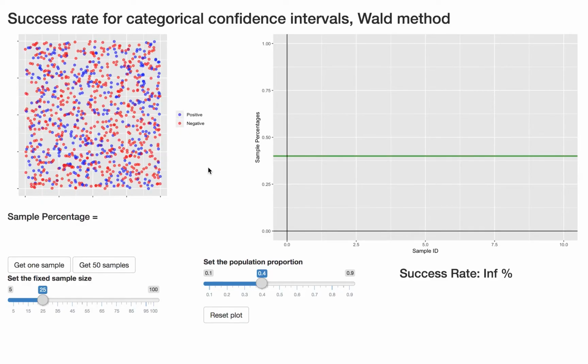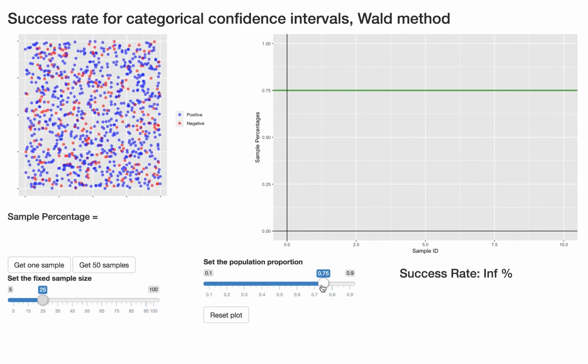The first visualization I'd like to show you is very similar to the one that we had for population mean confidence intervals. In this case, our setup's a little different. So what you can see over here in the left-hand panel is a population of people, colored either red or blue based on whether they're a positive case or a negative case. You can think of maybe the blue dots as people who said yes to a survey, and the red dots as people who said no.